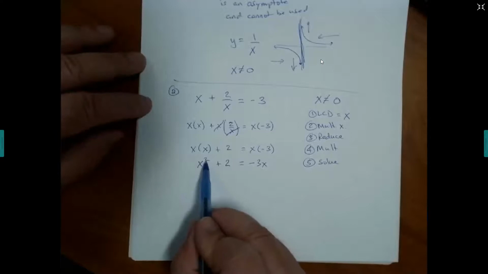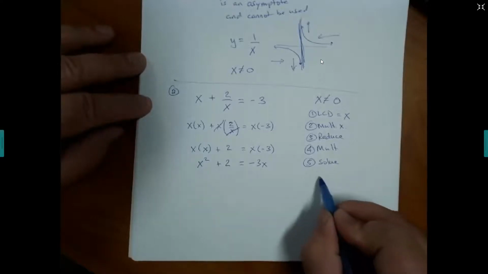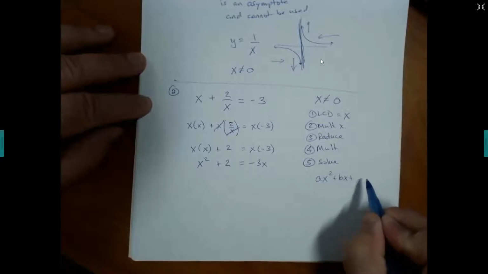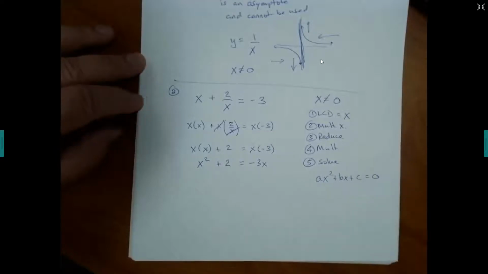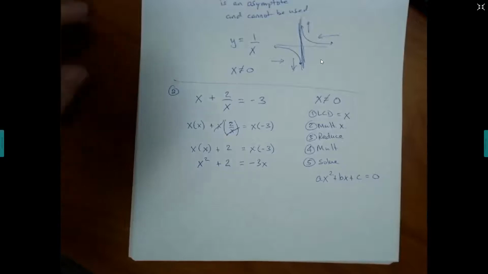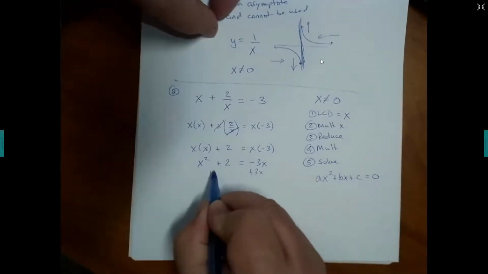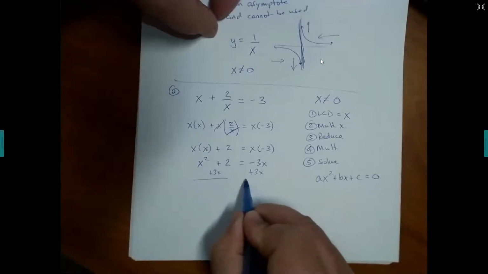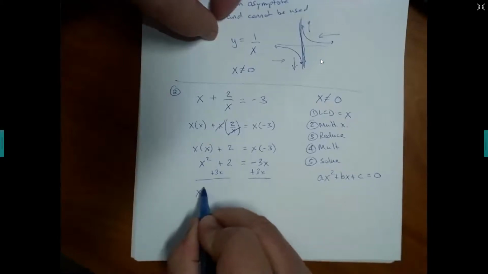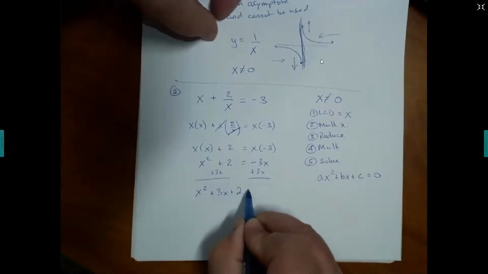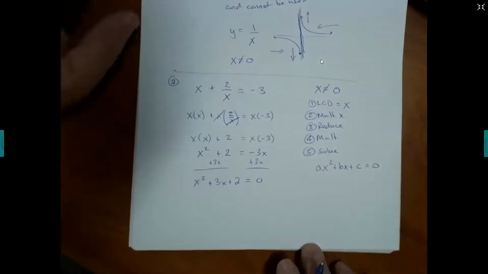This is a quadratic. Remember, quadratics have to look like this. You have to set them equal to 0. So we got to move the 3X. X squared minus 3X plus 2 equals 0.